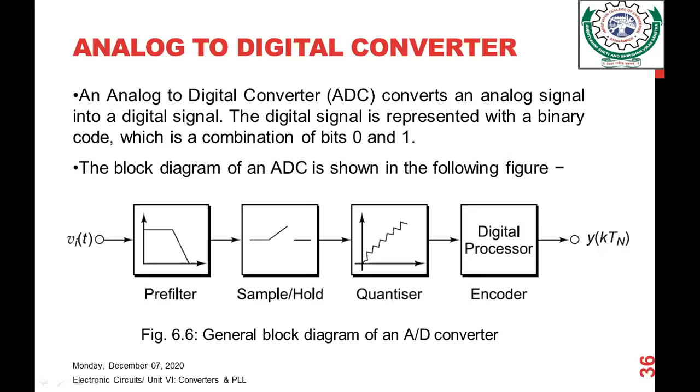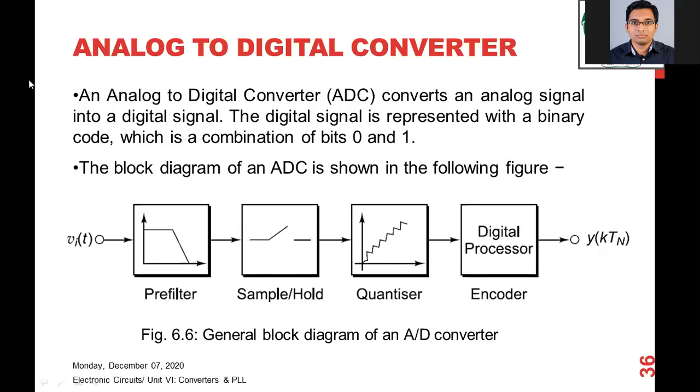And the digital processor, this is the last one, the digital processor or the encoder, you can say. A digital processor forms the encoder circuit, which encodes the sub ranges or steps of the output of the quantizer into the corresponding digital bits. Therefore, the input signal is converted into the equivalent digital output code within the conversion time. So I hope the description of the block diagram of the A to D converter is clear.